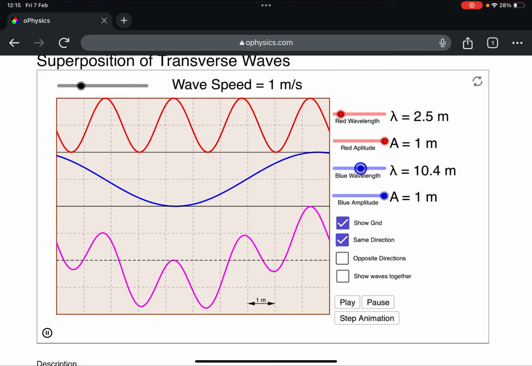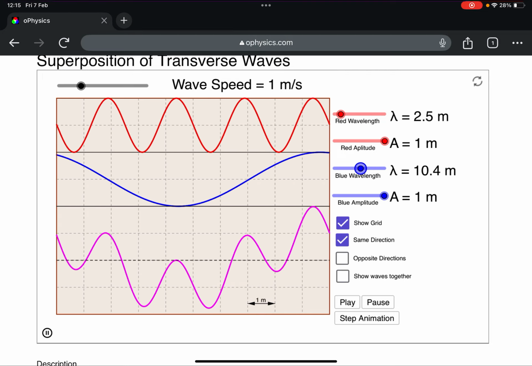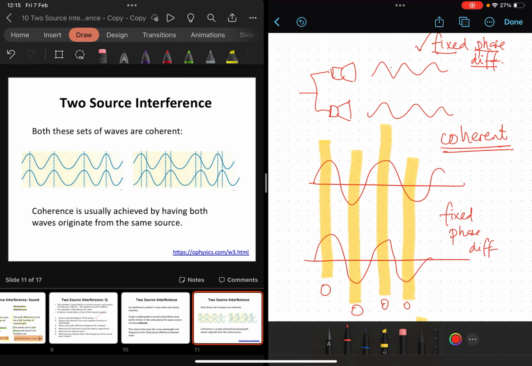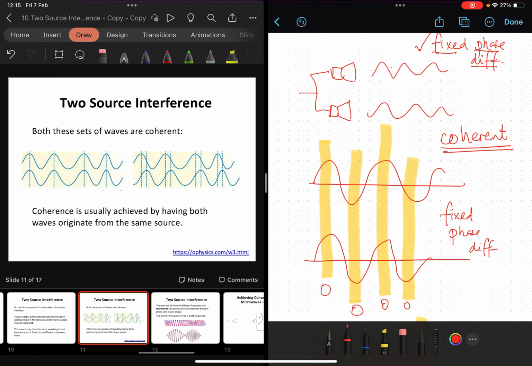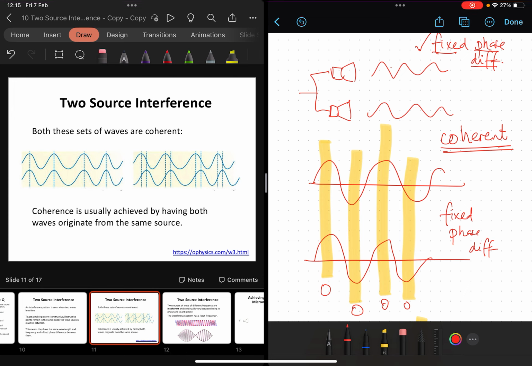And so when we're looking at two source interference, we always want coherent waves. And we'll have a look separately at how we achieve that. That's all I'm going to do on this bit with you. So please review this material again, and then we will pick up on the idea of two source interference from a practical perspective when I'm back in and in front of you.